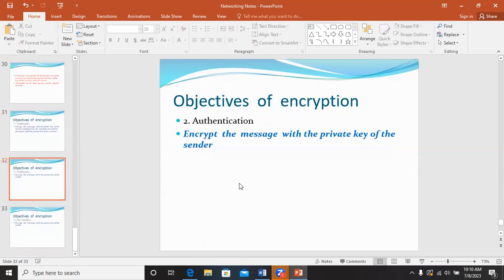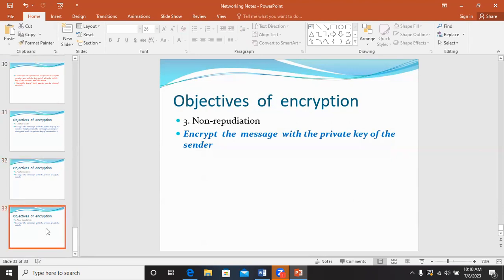So that makes it confidential. Authentication: we want to verify that the sender is actually the sender. So what do we do? The sender must encrypt the message with his or her private key. Then the receiver, having the public key of the sender, will try to use the public key of the sender to decrypt it. If the decryption is successful, automatically we have verified that it was the sender.